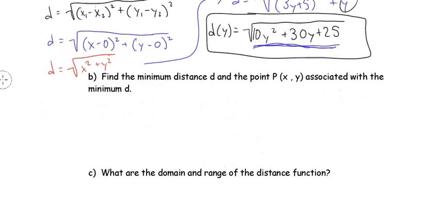All right, here we go. Part B says find the minimum distance d and the point (x, y) that is associated with the minimum distance.